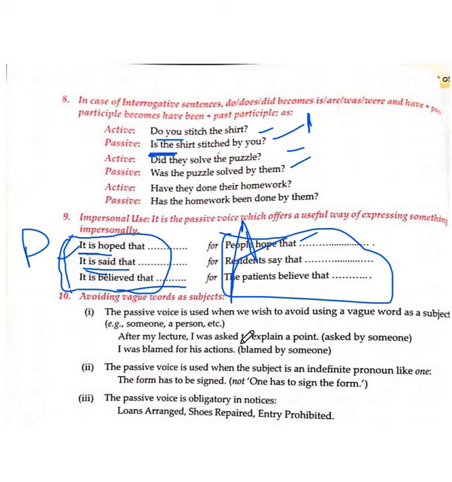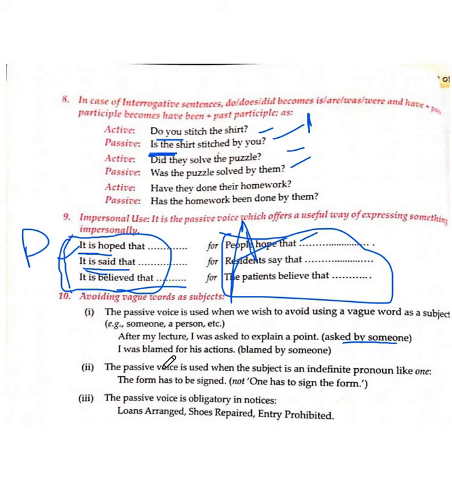"After my lecture, I was asked to explain a point." Asked by someone, so who asked? Asked by a student, or asked by a teacher? That has not been given here. So these are the things that you have to remember. The passive voice is used when the subject is an indefinite pronoun like "one". So here also you can see, "This form has to be signed" for "One has to sign the form."